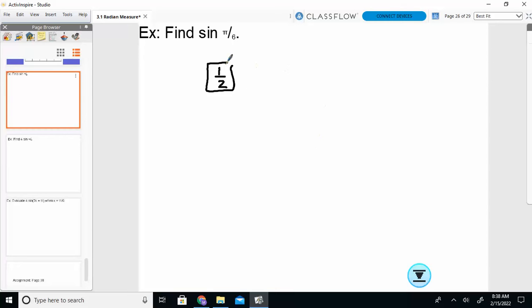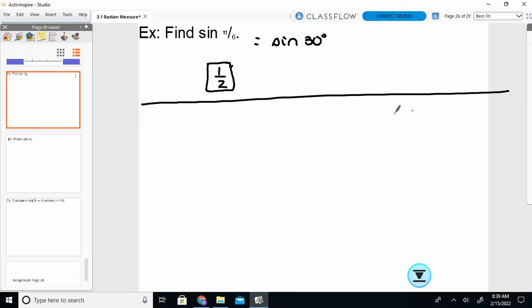Okay, that threw me off. I got what you meant by how you got 1/2, but what does the divided by 6 do? Oh, so this was just the radian measure. So pi over 6, we know from our circle, is the same thing as 30 degrees. So this is just another way of me asking, what is the sine of 30 degrees?